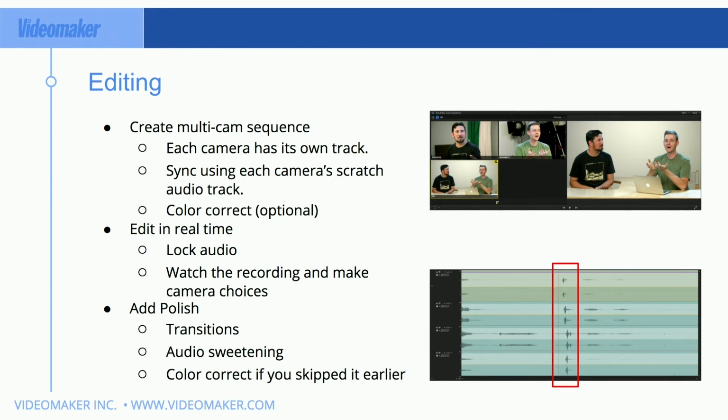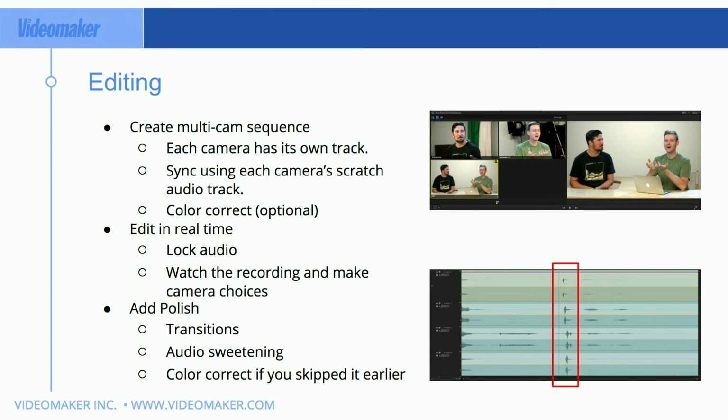And this is the time when you're actually editing to add transitions where you need them, to do audio sweetening. So, normalizing all the audio to the same peaks. If you want to add compression or any kind of audio control, if you need to sweeten by adding some EQ or taking away some EQ, more importantly, this is the time to do that as well. Color correction if you skipped it earlier.